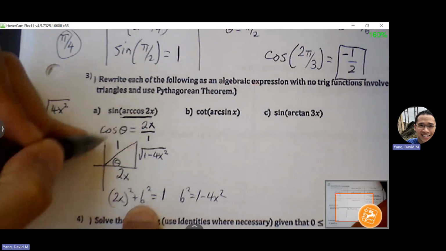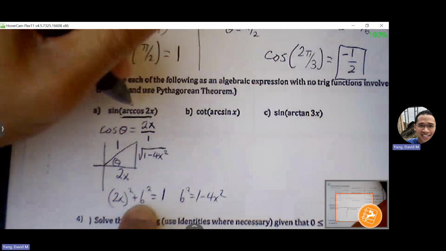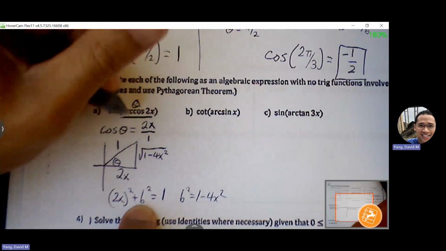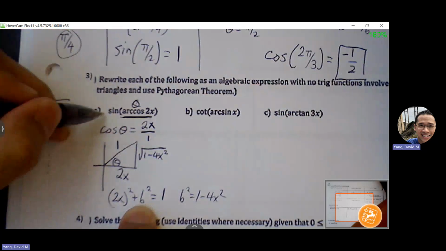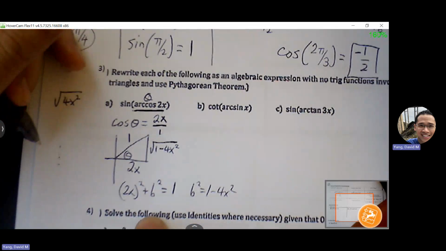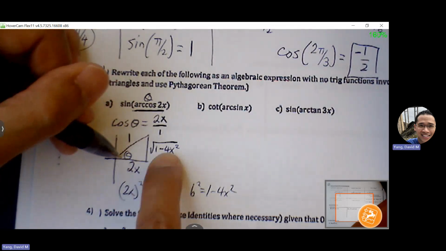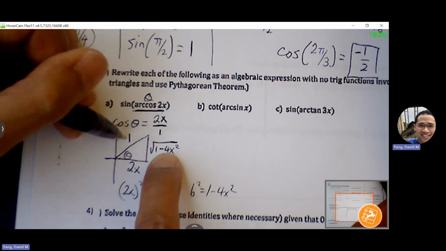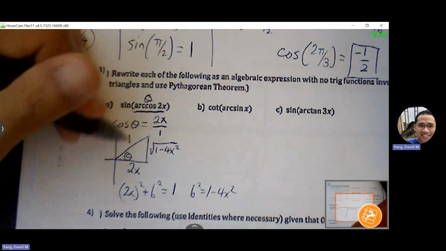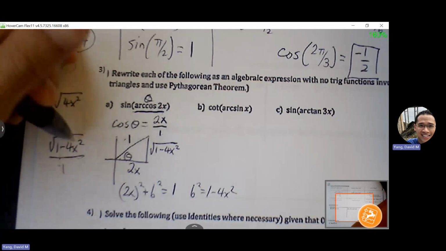So now that we have this triangle in front of us, we can turn around and say, okay, I'm ultimately trying to find the sine of theta. Because our cosine 2x is this triangle here. So what's sine of theta now? Sine is what? Opposite over hypotenuse, right? So my opposite from theta is root 1 minus 4x squared. My hypotenuse is 1. So sine of theta is just root 1 minus 4x squared over 1. I can drop the 1 if I want.